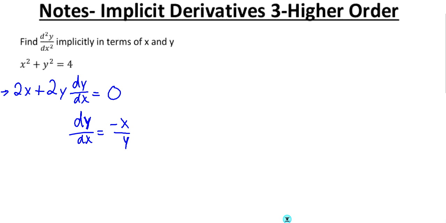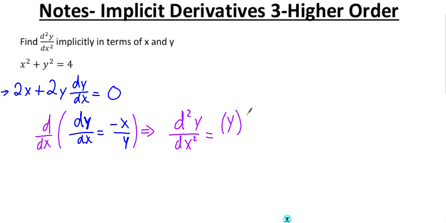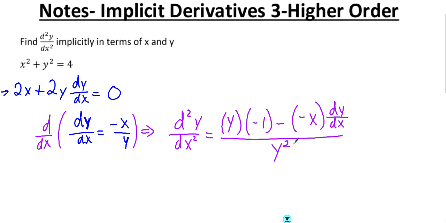Now, we need to take the second derivative. So again, I'm going to take the derivative of both sides. So basically, I'm doing the derivative with respect to x again. Well, the derivative of dy over dx with respect to x, that is your second derivative with respect to x. Okay, but now we got to do that to the right side, and we have to do quotient rule. So low, which is y, times the derivative of high, which is negative 1, minus high times the derivative of low, and the derivative of y is dy over dx, all over the low squared. So we get that.